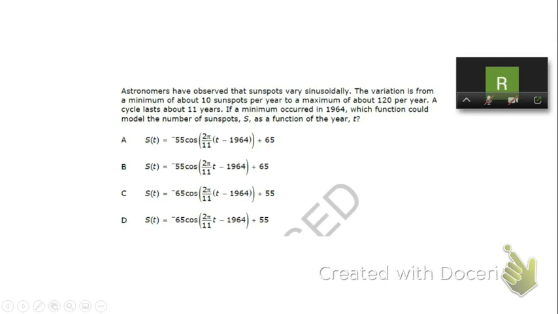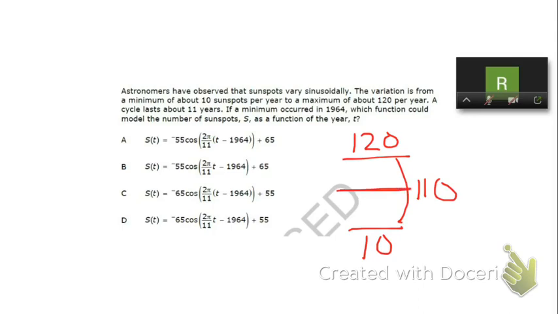All right, this one. Oh, this one's a fun one. So as you see, it's a sine function or cosine function here. So let's see, we have 10 is my minimum sunspots per year, and my maximum is 120. So the difference between these two, we're going up 110. So if we split that in the middle, we know that my amplitude is going to be 55.